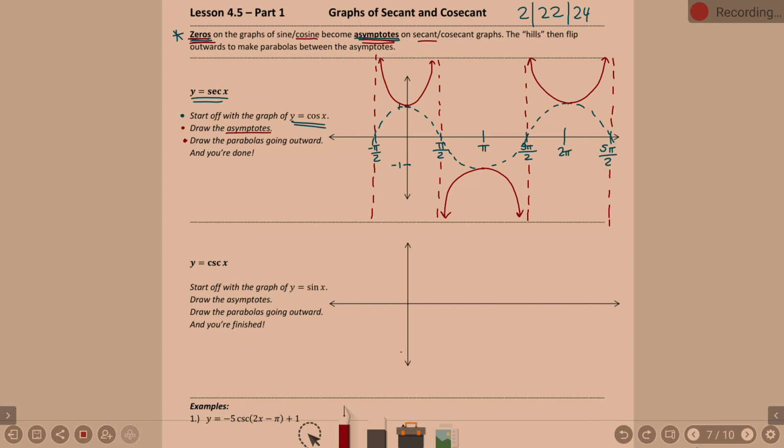Okay? Now, I will say, when you graph that on the calculator, if you just graph secant, all you're going to see are the parabolas. Okay? You would also have to graph cosine in there to get that as well.